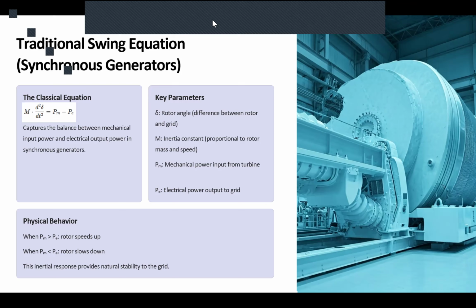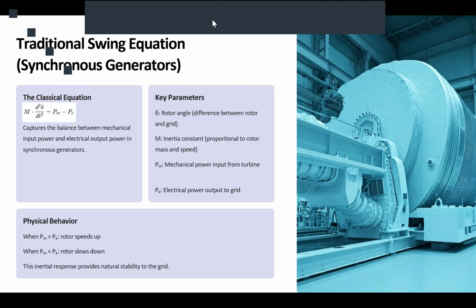As you can see on the screen, we talked about the traditional swing equation. We developed that based on the synchronous machine, or generally rotary machine. And we said with that swing equation, we could define the transient dynamic of our system. We had the equation M times the second derivative of delta, and it should be equal to the mechanical power minus electrical power. Okay, that delta was the rotor angle.